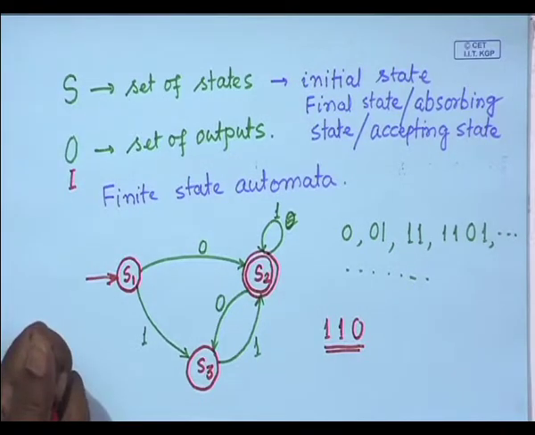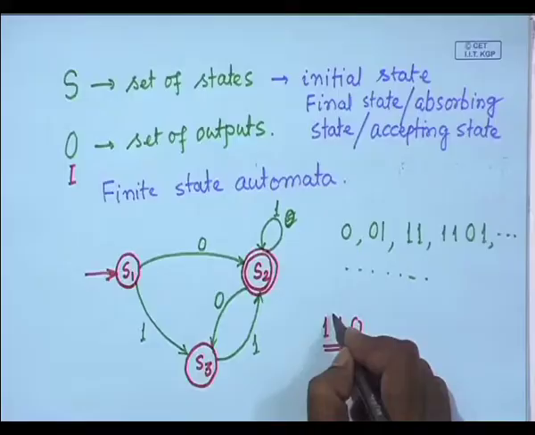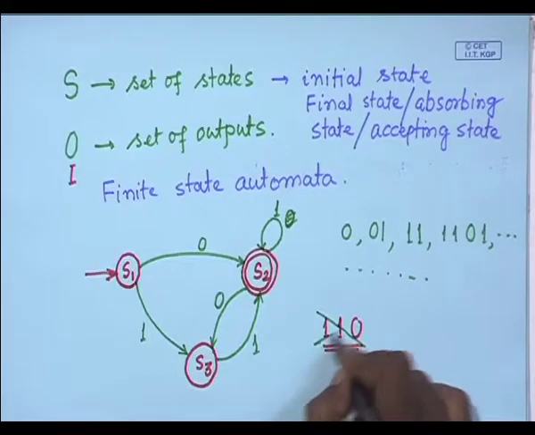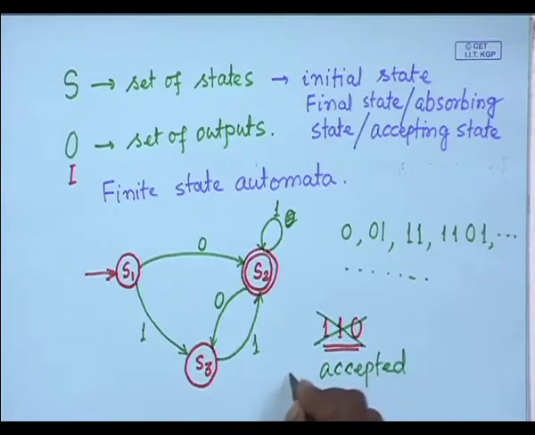Okay. Because for acceptance of a sequence of symbols by a sequential machine or a finite state machine, the sequence must terminate in an accepting state. So, this sequence 1 1 0 is not accepted by this sequential machine. This is not accepted.